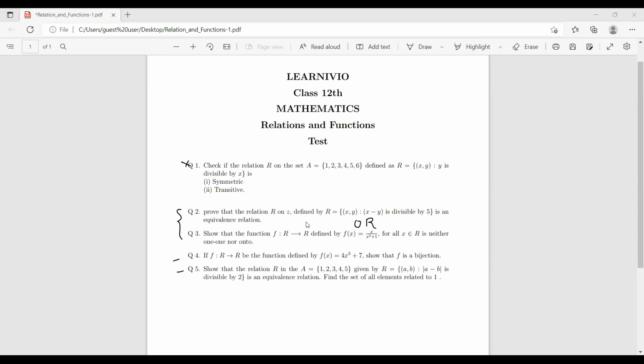There's a choice between question number 2 and 3. So either do question 2 or 3. There's no need to do question number 1. From 2 and 3, there is a choice, then 4 and 5. So you need to do 3 questions only. 4th and 5th are compulsory. From 2nd and 3rd, you have a choice.